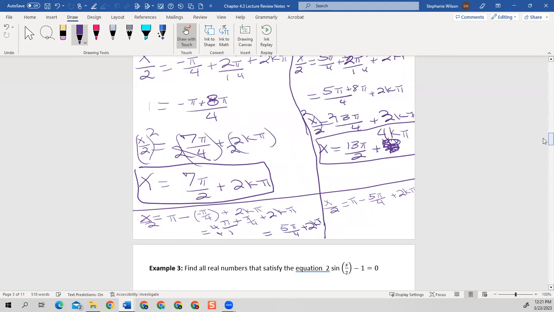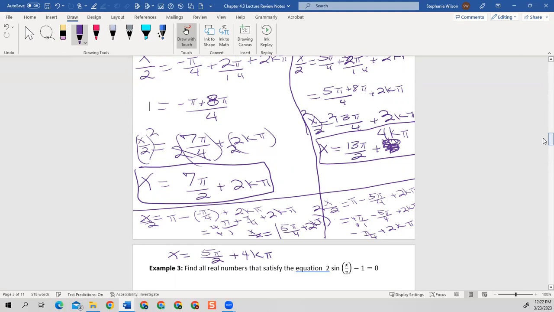And then over here we have x halves equal to pi minus that 5 pi fourths. Again, we're going to find a common denominator. So that's going to give me negative pi fourths plus 2k pi. Oh, and guys, we still got to multiply this side by 2, right? So now I get x is equal to 5 pi halves plus 4k pi. Oh, we saw that up there somewhere.